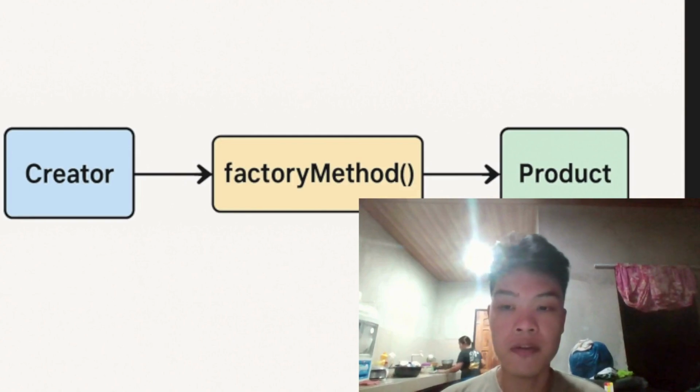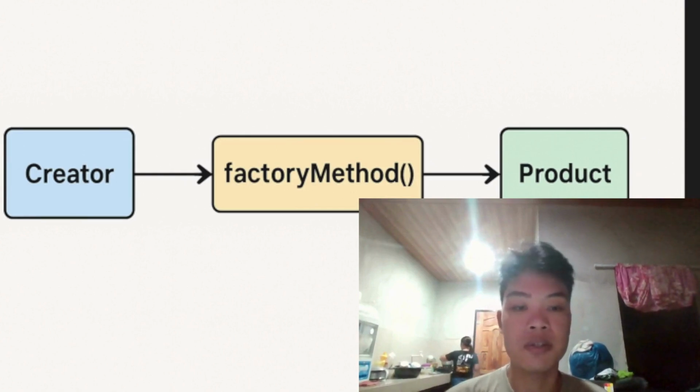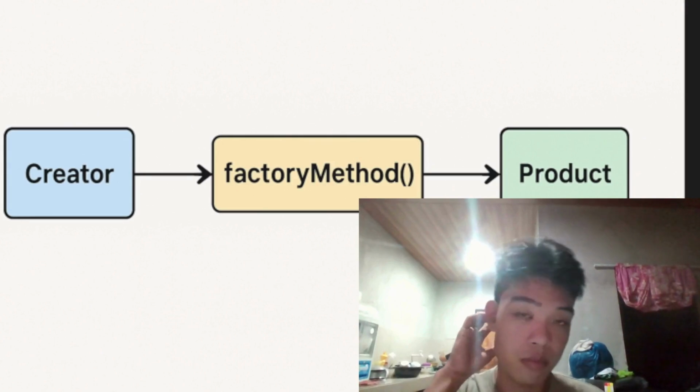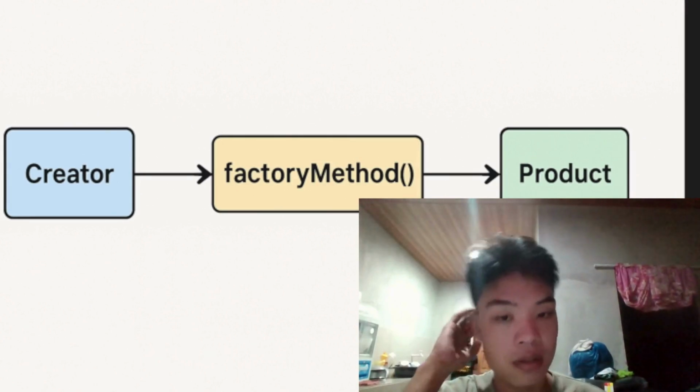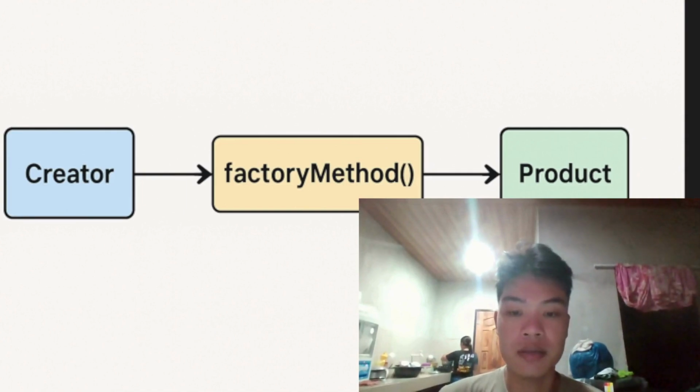Then next, the benefits and drawbacks of singleton. One benefit of singleton is that it ensures there is only one instance, which is great for things like app settings, loggers, or database connections. The drawback is that if used too much, it can act like a global variable, making code harder to test and harder to maintain.